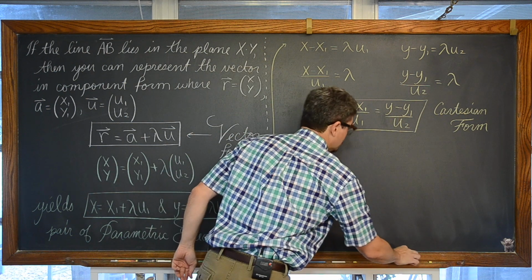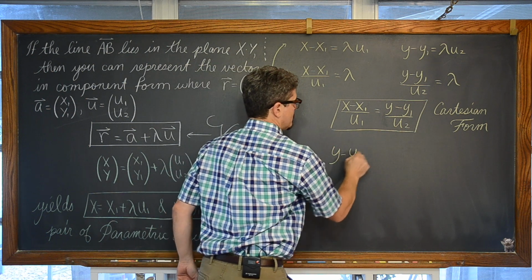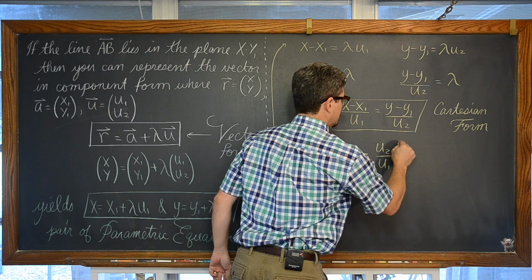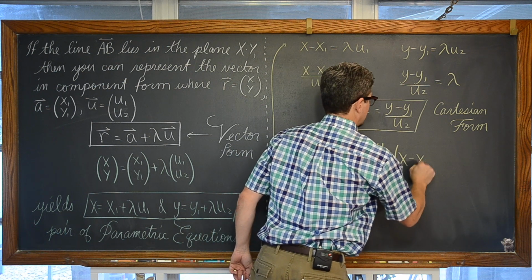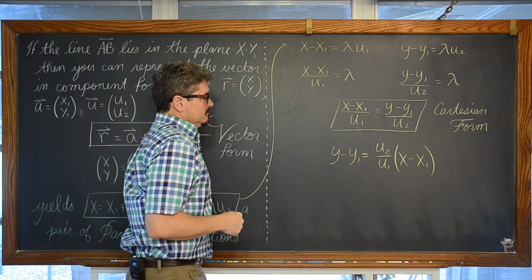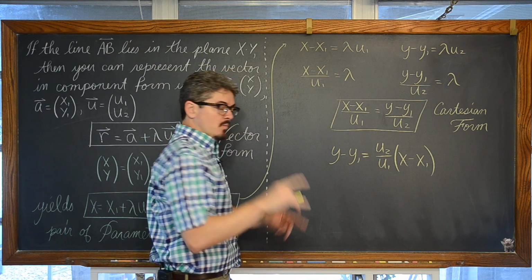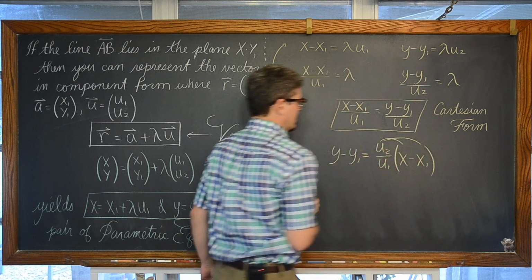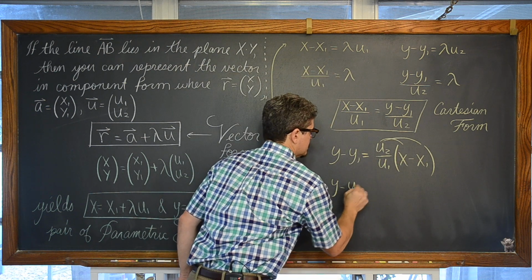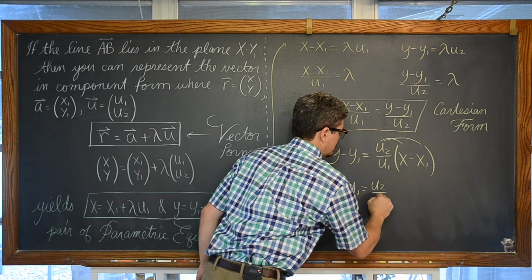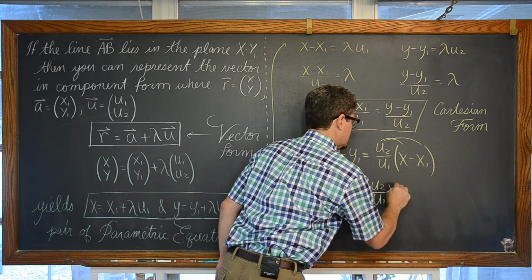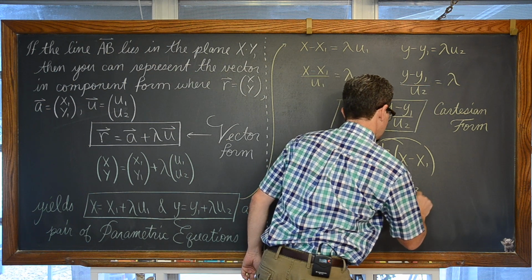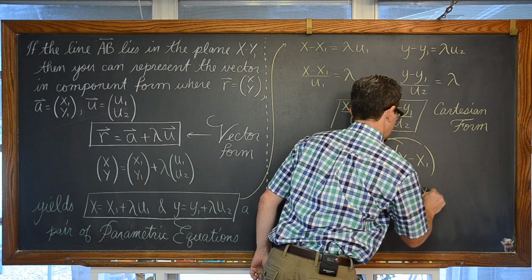We have, with yellow, not white, y minus y sub 1 is equal to u sub 2 over u sub 1 times x minus x sub 1. Let's go ahead and finish getting this into what looks like slope-intercept form, y equals mx plus b. We're going to multiply this through. We have y minus y sub 1 is equal to u sub 2 over u sub 1 times x minus u sub 2 over u sub 1 x sub 1.